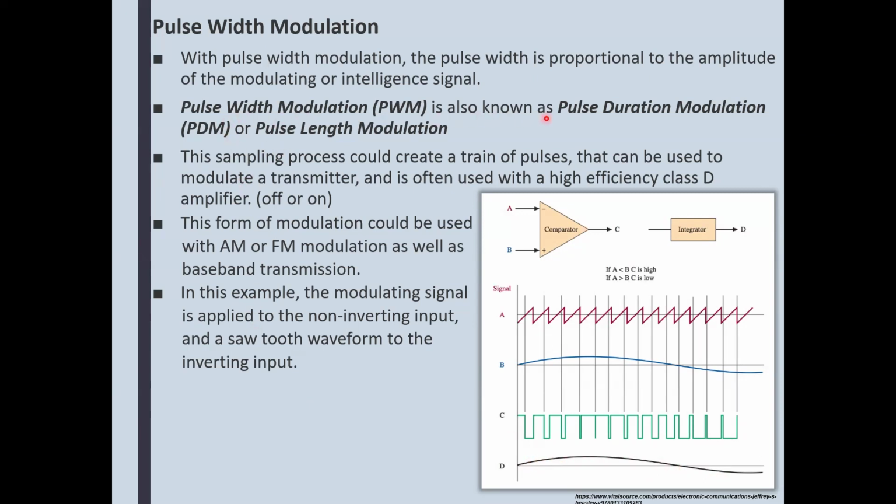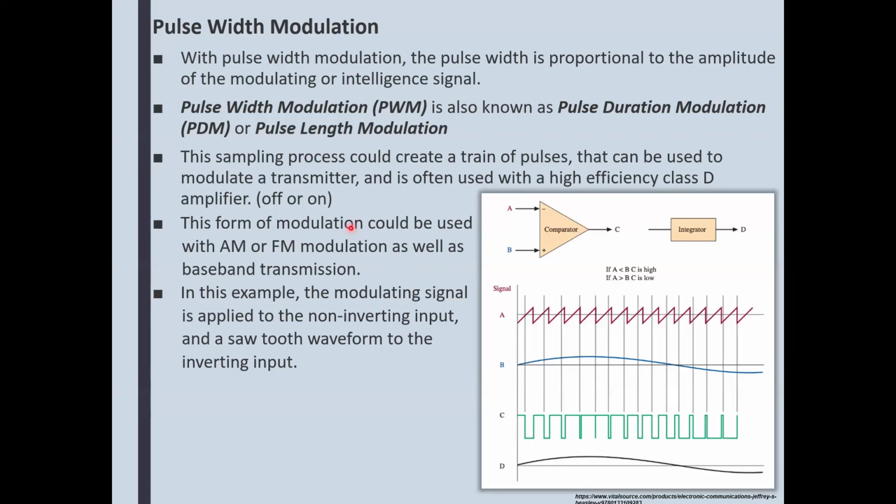Pulse width modulation is also known as pulse duration modulation, PDM, or pulse length modulation. That'll be PLM, I guess. This sampling process could create a train of pulses that can be used to modulate a transmitter, and is often used as a high frequency class D amplifier. Class D amplifier, you might want to revisit that idea. A class D amplifier is on or off only.